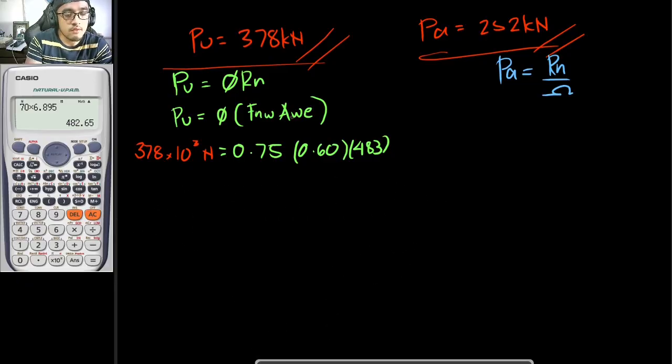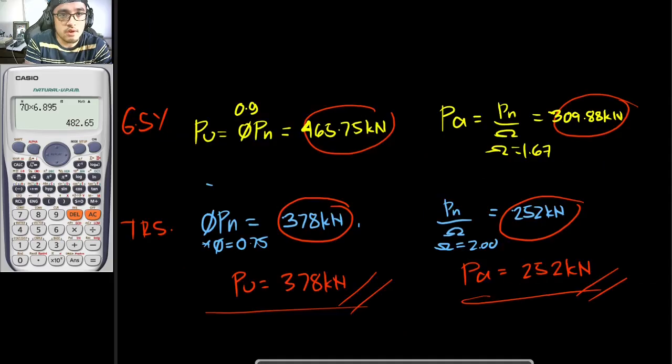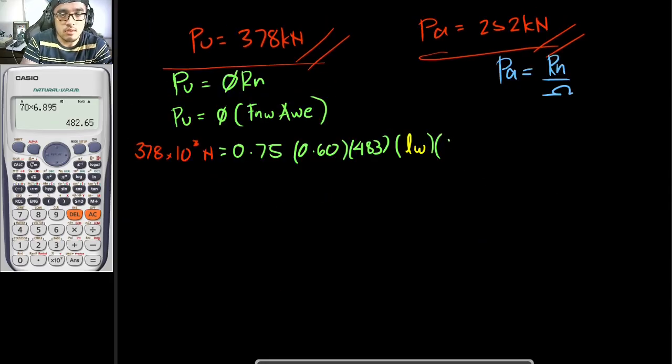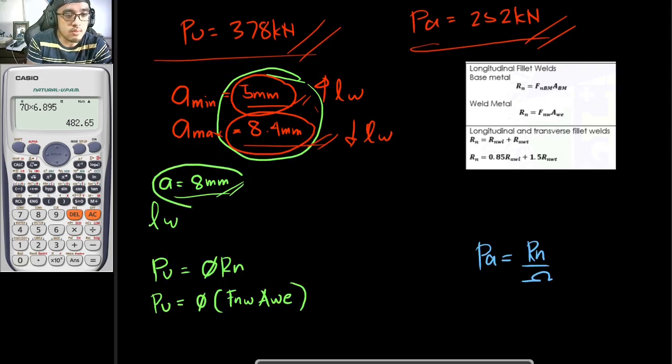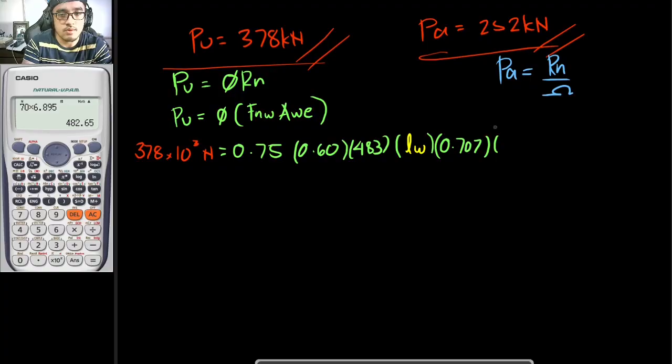And for our Awe, that is to be equal to Lw, the length of the weld, times the throat. Throat is equal to 0.707 times a. And the a that I have chosen a while ago is to be 8 mm. So it would be up to you once again, as long as it is along this range right here. So times 8. Now solving for the unknown Lw.